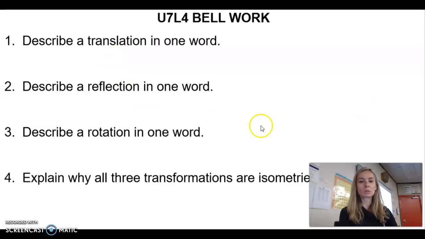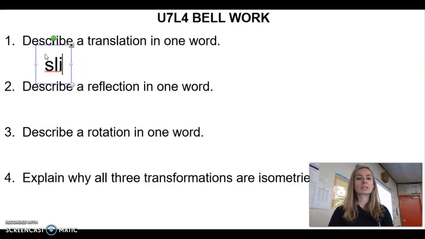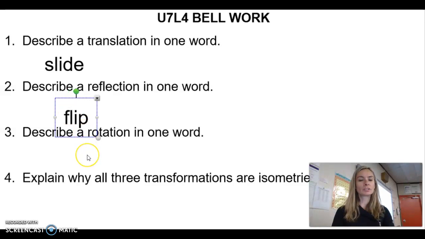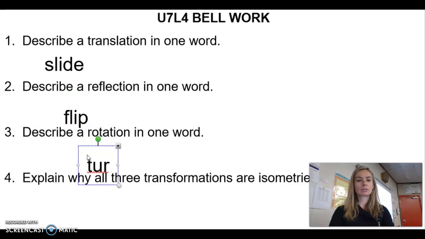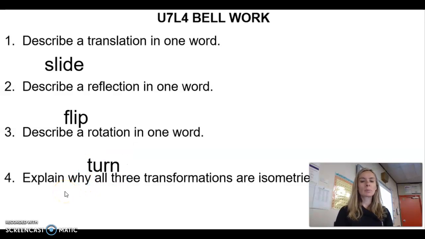Describe a translation in one word. What would you say would be translation in one word? Slide. Reflection. Flip. And rotation. Turn. Explain why all three transformations are isometries.